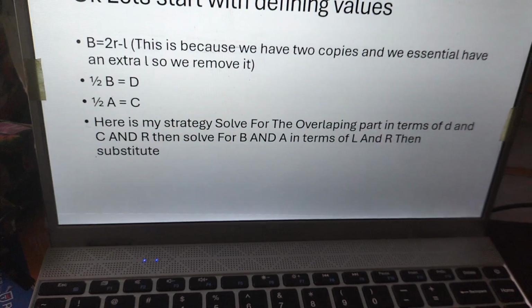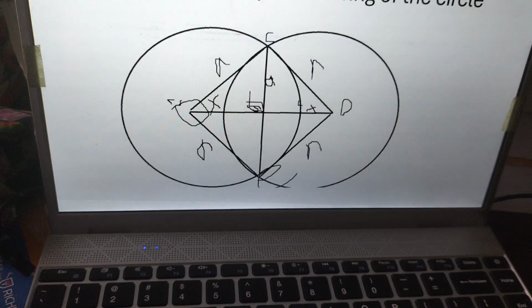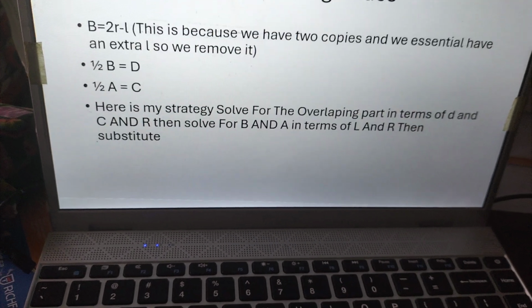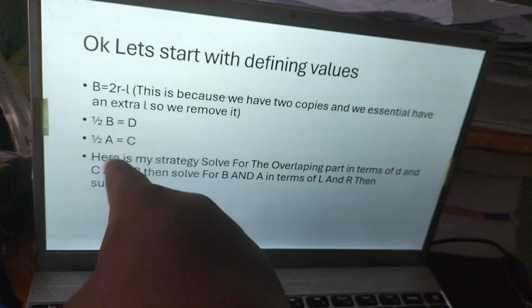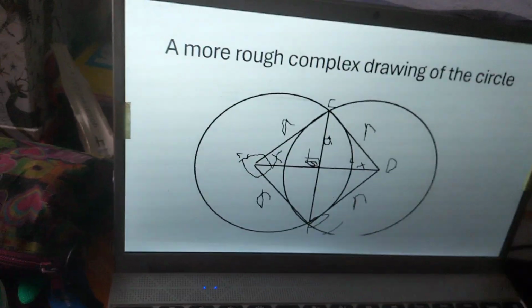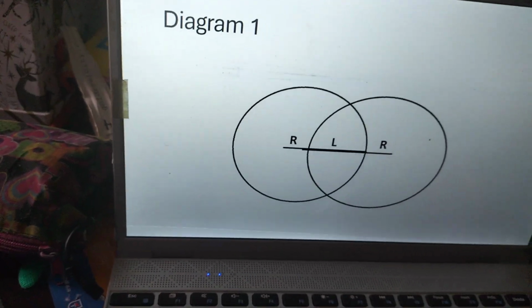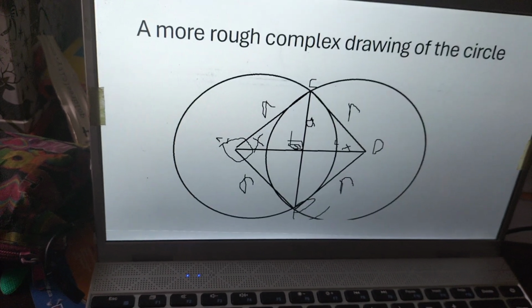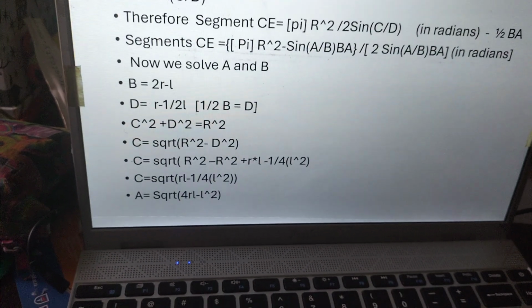Here's my strategy for overlapping. First, we're going to solve for the overlapping terms in terms of D and C and R, right? Which basically means B and A. So first we're going to solve for it in terms of B and A, then we're going to solve for it in terms of R and L by realizing the relationship between B and A. And you can obviously see we're going to use Pythagoras, right? So now let's get started.